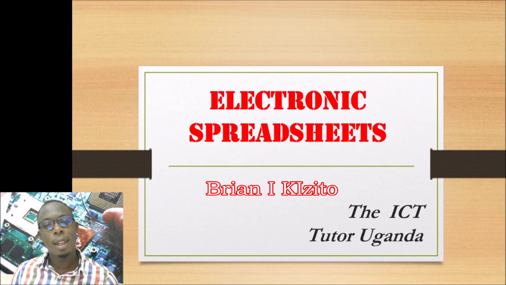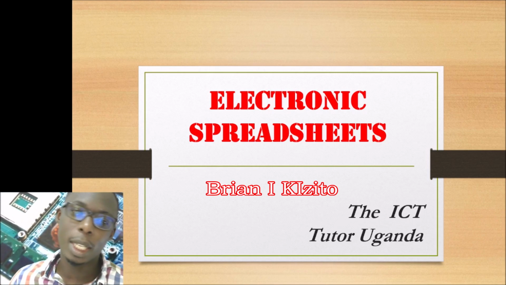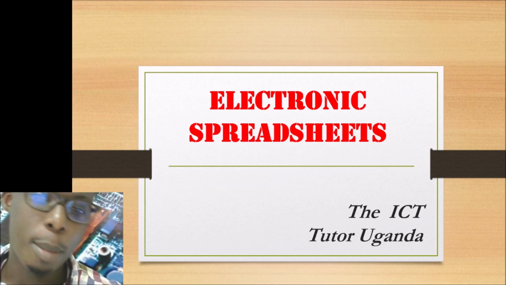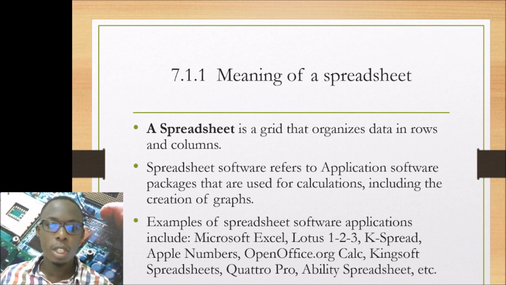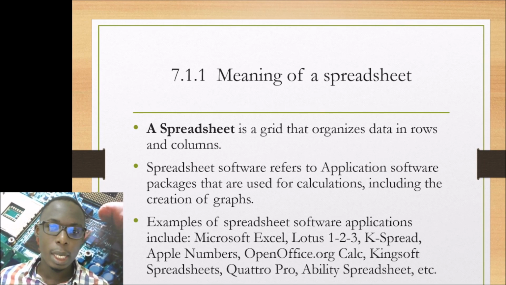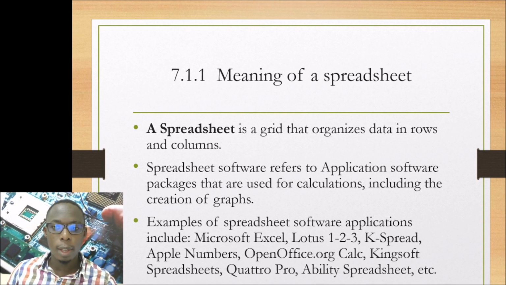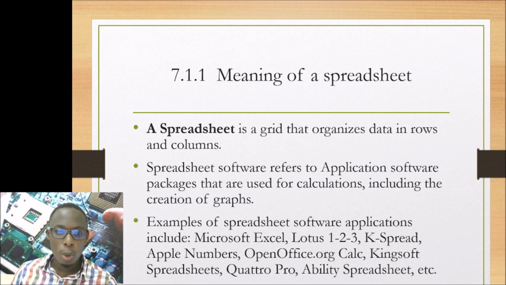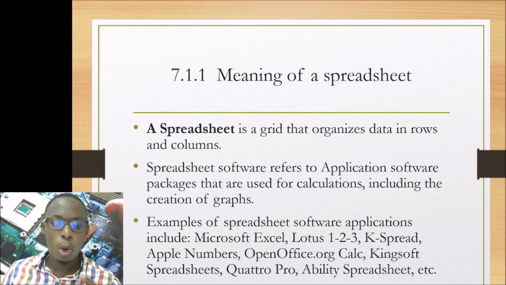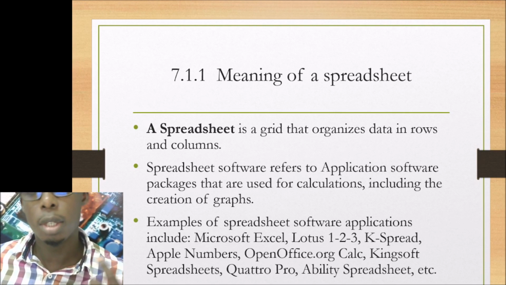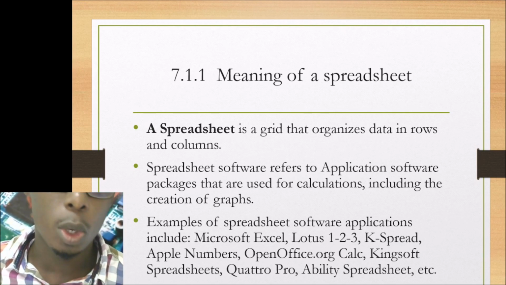Once again, I'm here to talk about electronic spreadsheets. Basically, an electronic spreadsheet is a way data is electronically organized into rows and columns or into a grid. That grid is made up of rows and columns.